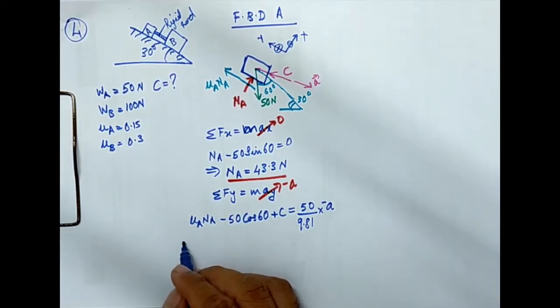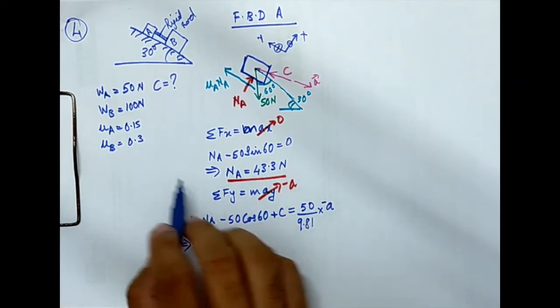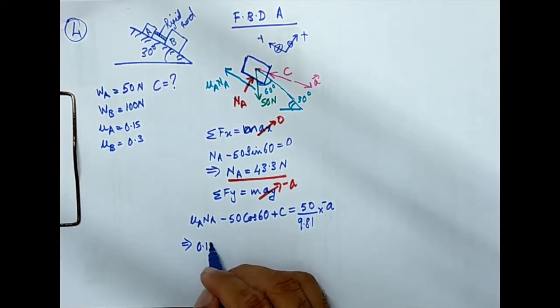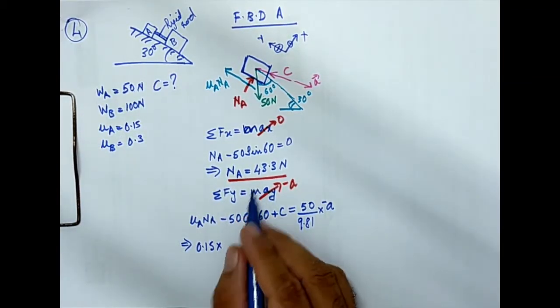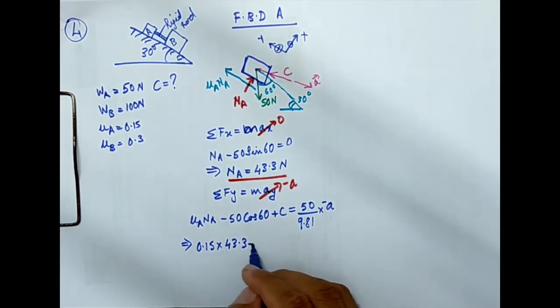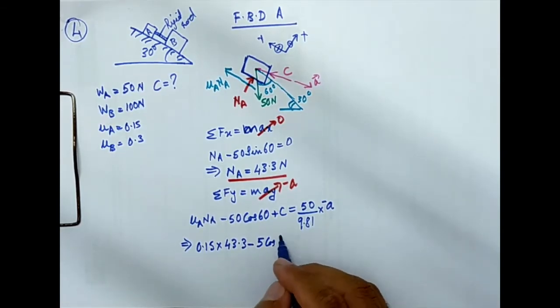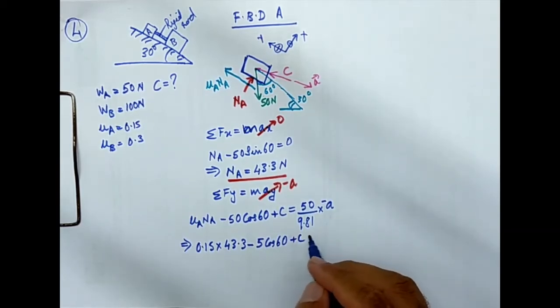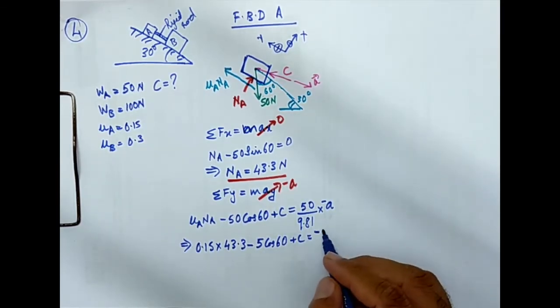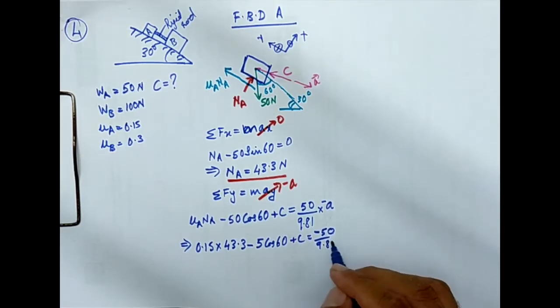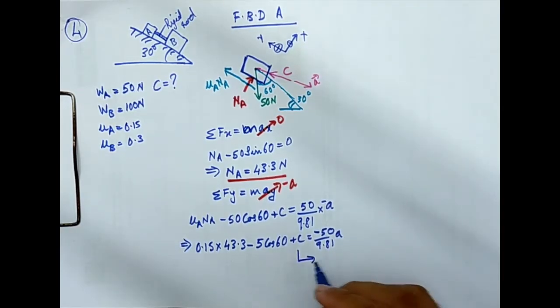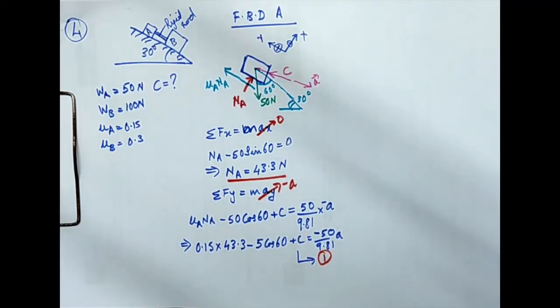So let's substitute the values. Mu A is available, it is 0.15. 0.15 times Na, 43.3 minus 5 cos 60 plus C is equal to minus 50 by 9.81 a. That's my equation 1. So I have two unknowns, a and C. So if I have two equations, I can solve those. So let's try framing the second equation.